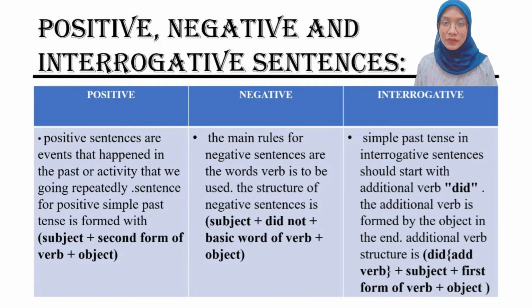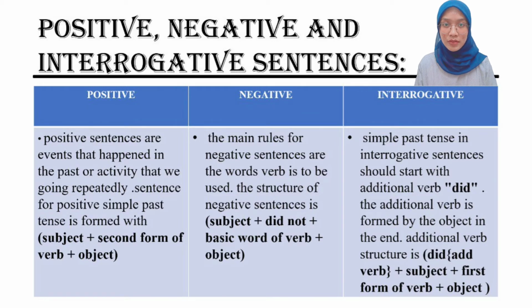Next, negative sentences. The main rule for negative sentences is that the auxiliary verb did is used. The structure of negative sentences is subject plus did not plus base form of verb plus object. For example, he didn't study in the library. You didn't go to bed early.